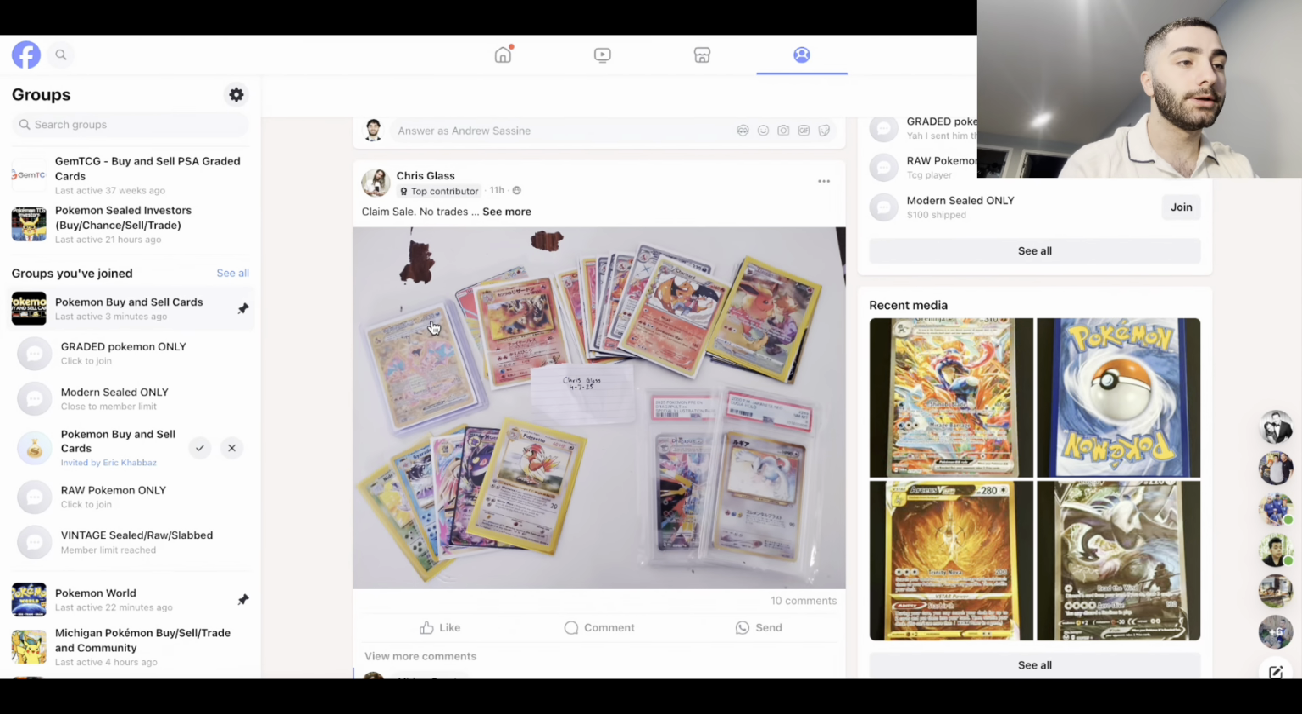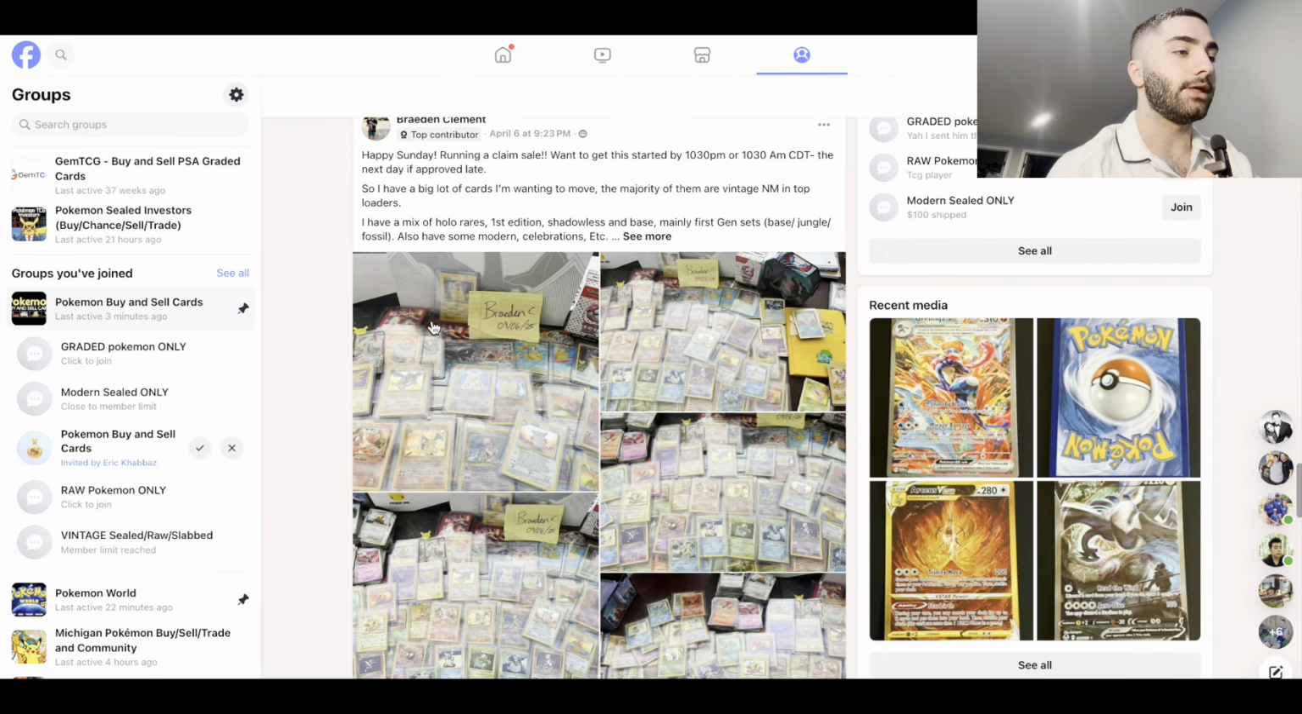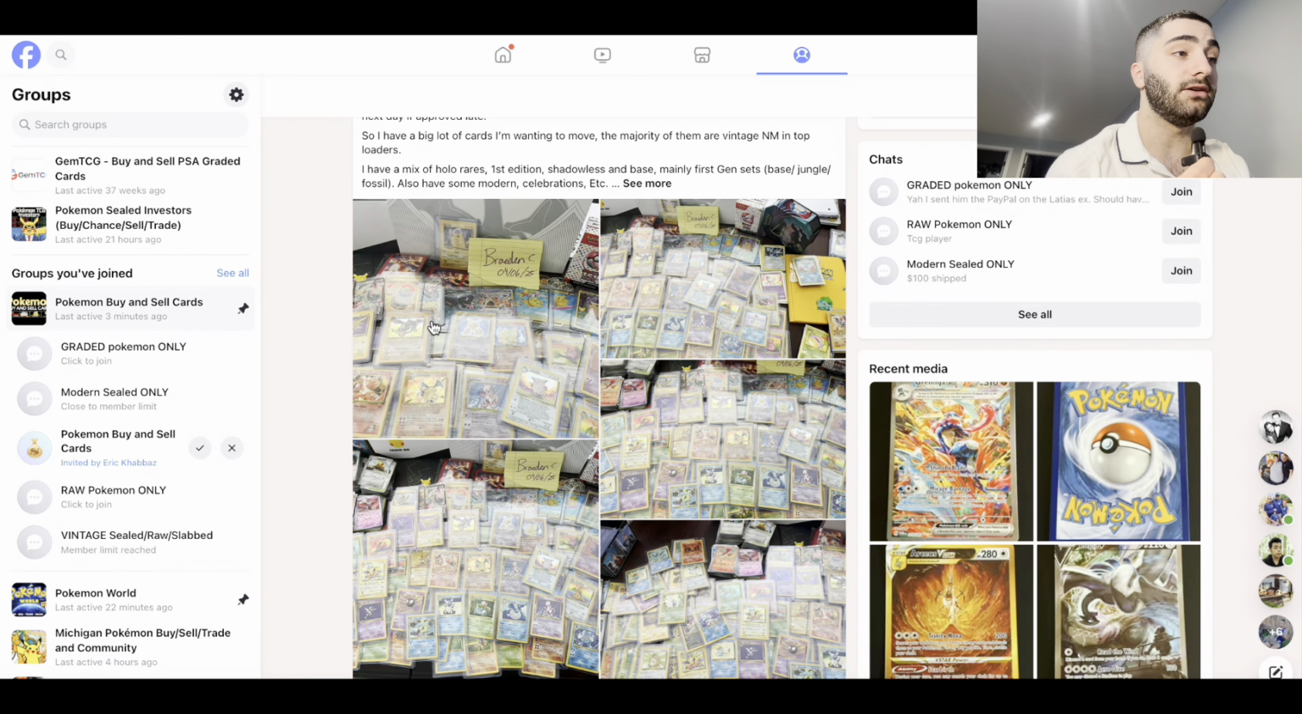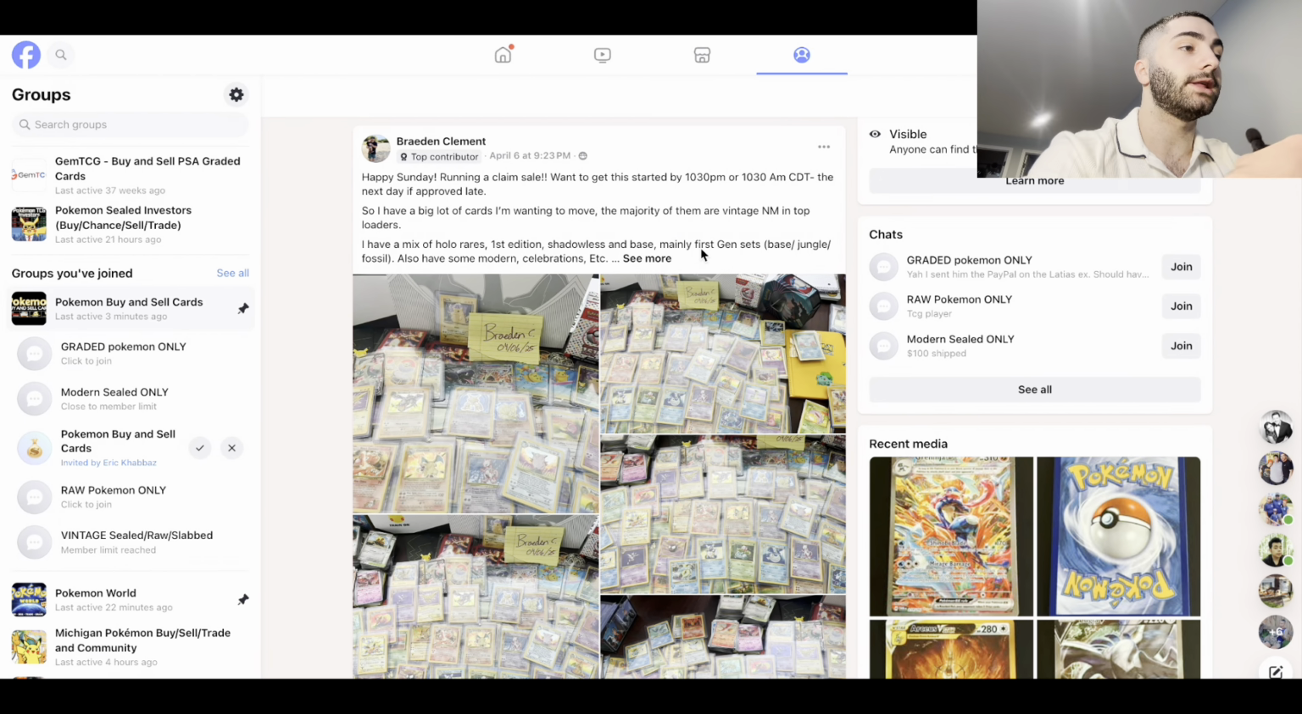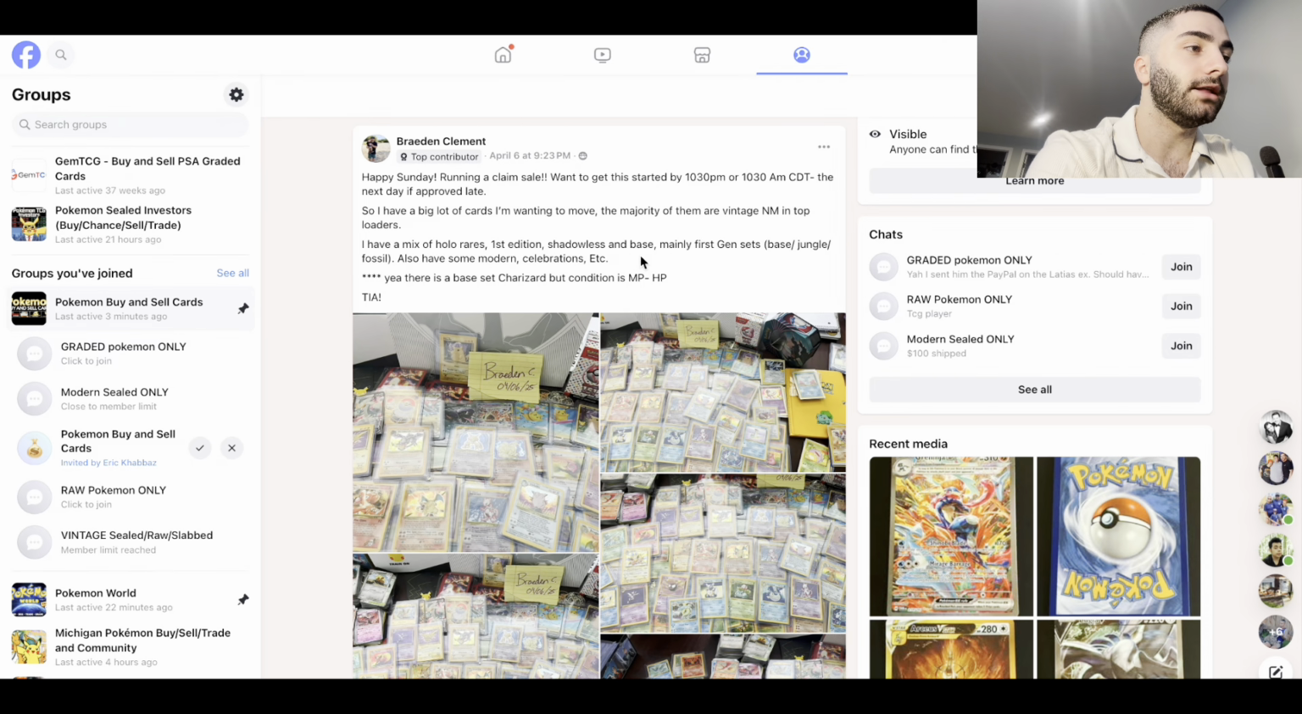So those people, you're going to want to just ignore them, because you're not really going to make a deal if you're just buying a few cards from someone that's a collector, because they just want to sell for market price. They don't want to sell in bulk at a discount.